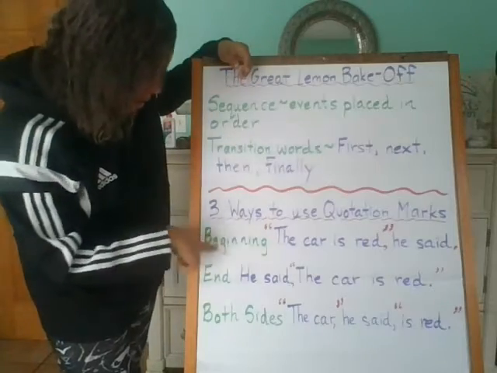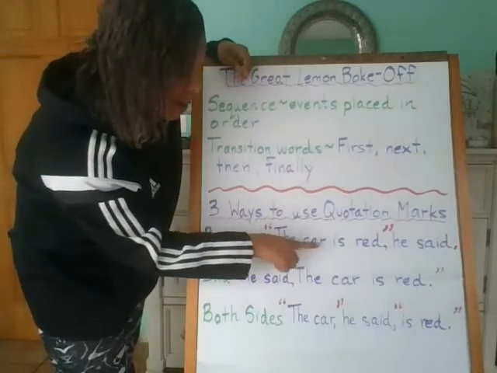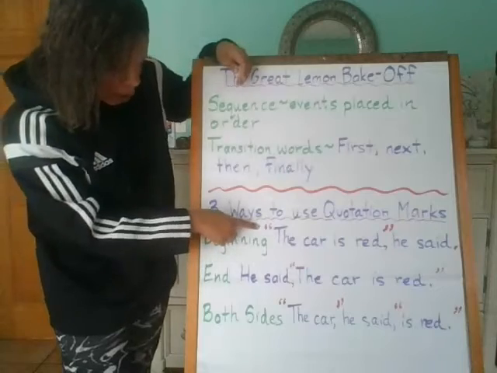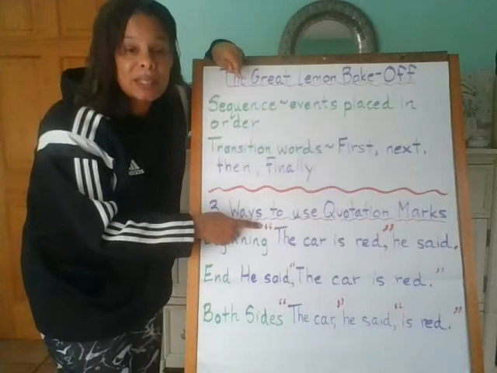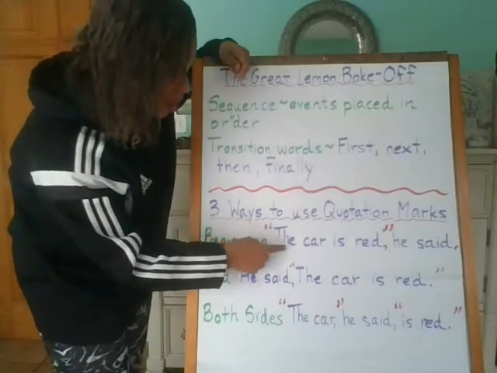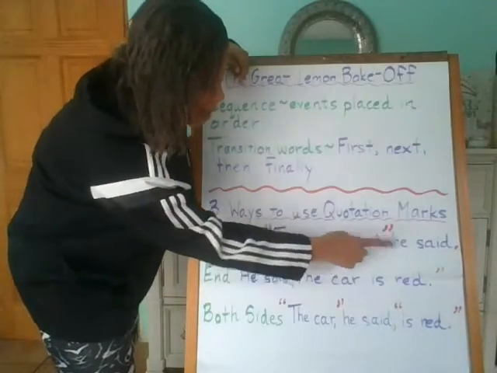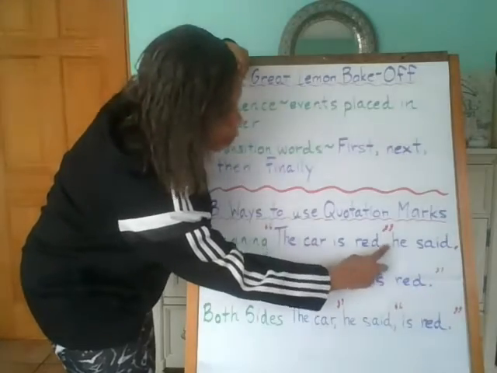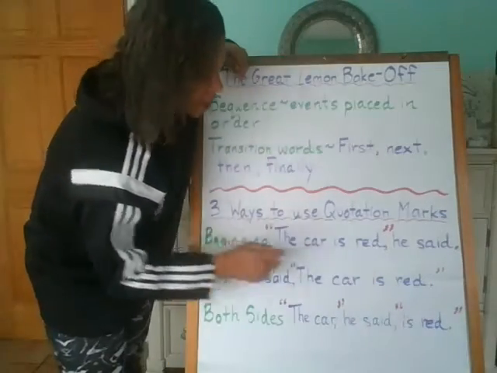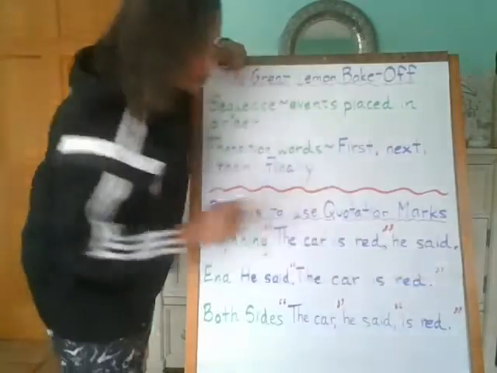So, first sentence, at the beginning: "The car is red," he said. Well, opening quotation marks go in front of the first word spoken, so I like to put a little 66. "The car is red," he said. A comma comes after the word red, and then you put closing quotation marks. He said, and then a period.